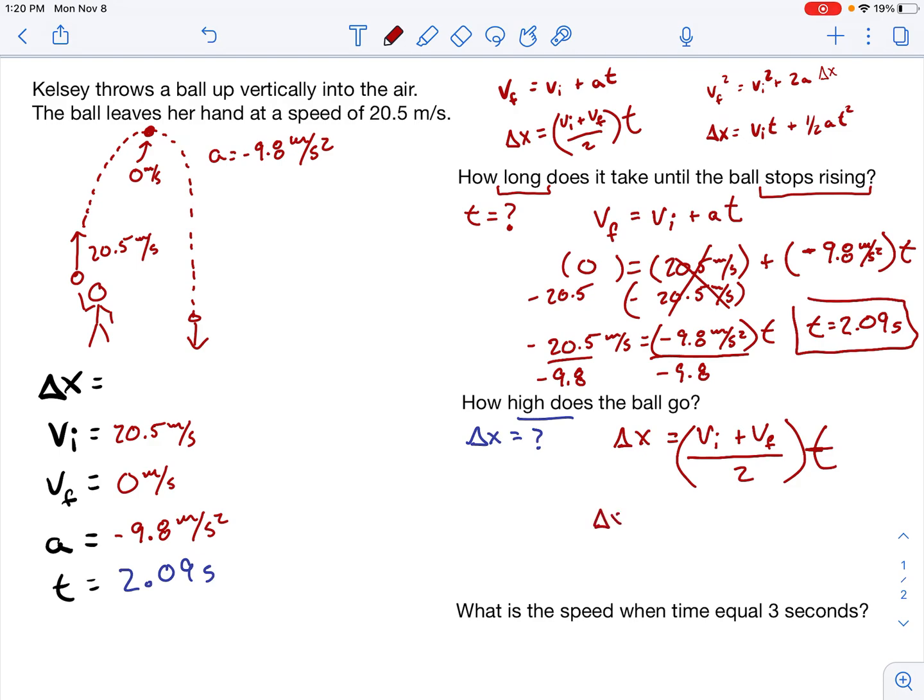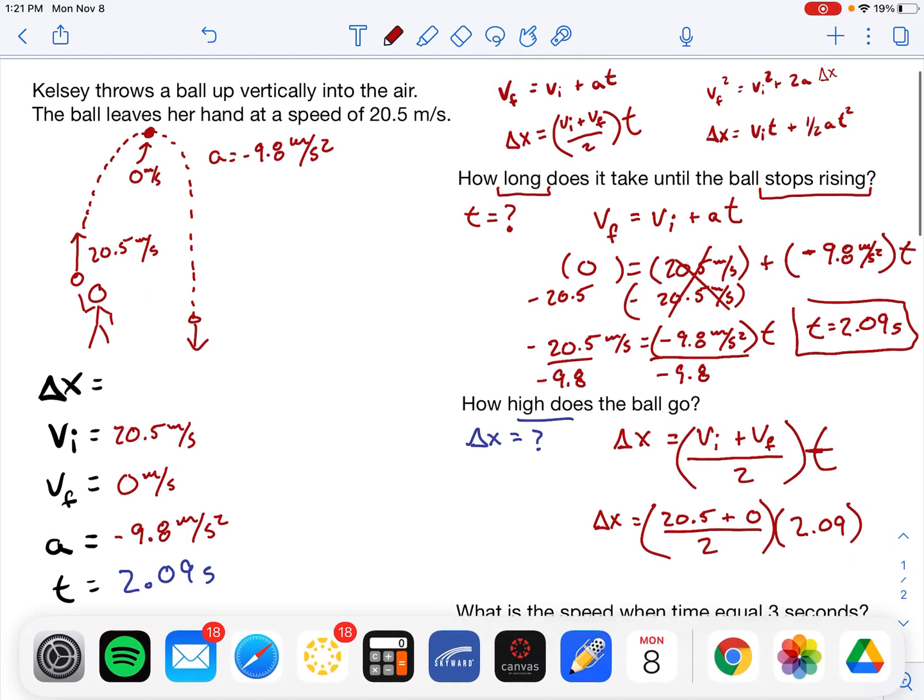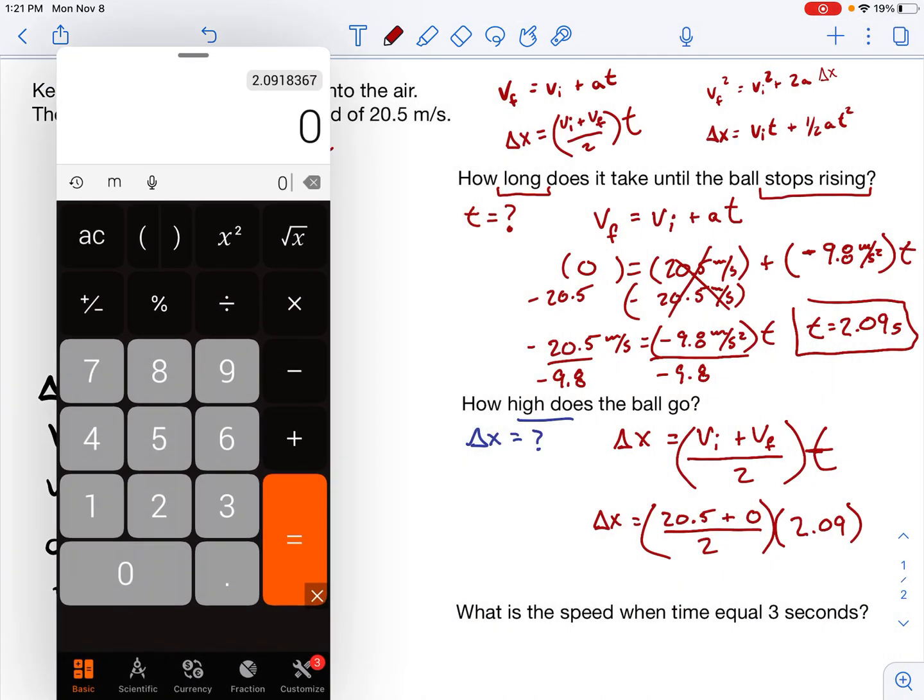All right, so delta x is equal to, and then we just plug in our values. 20.5 plus 0 divided by 2 multiplied by the time of 2.09 seconds. All right, so now what I need to do is just bring up my calculator, and we can run that through. I'll just bring it over here to do that.